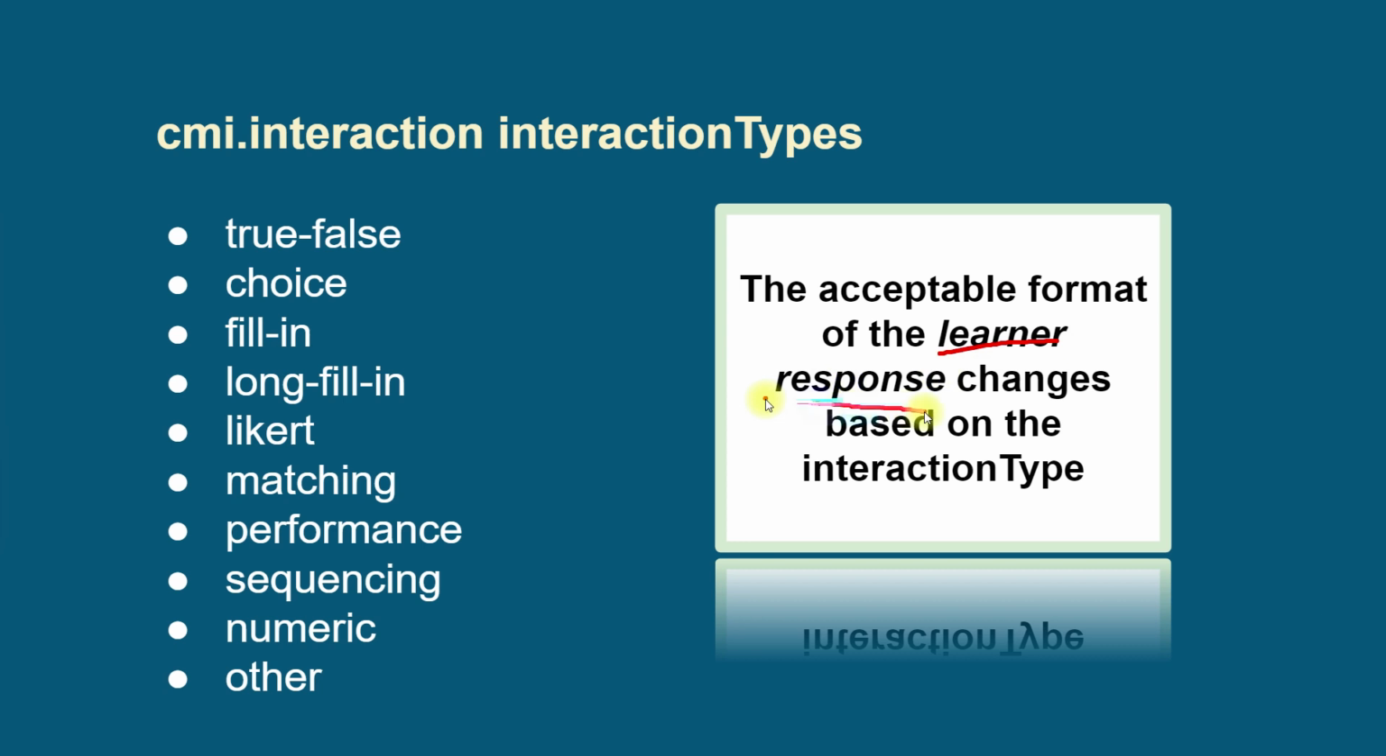Today is on the learner response. If I pick a true-false interaction type, what does my learner response have to look like when I'm tracking data for the learner?